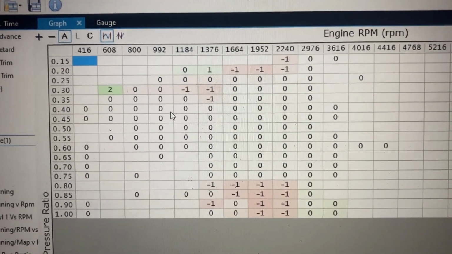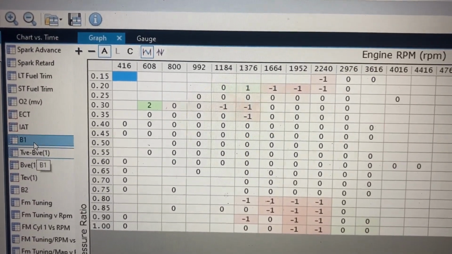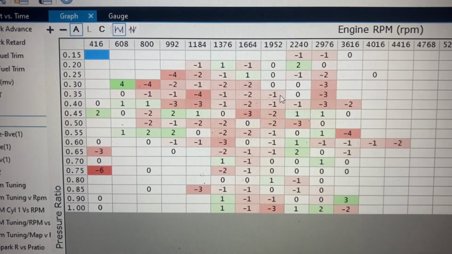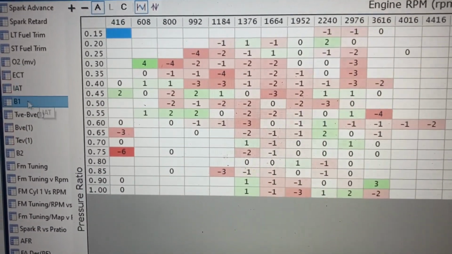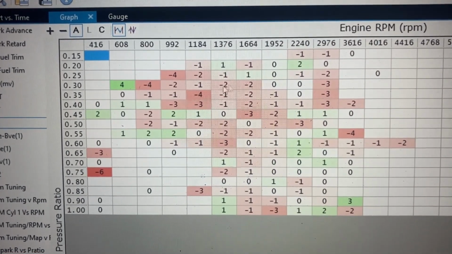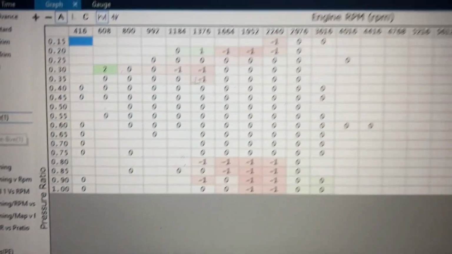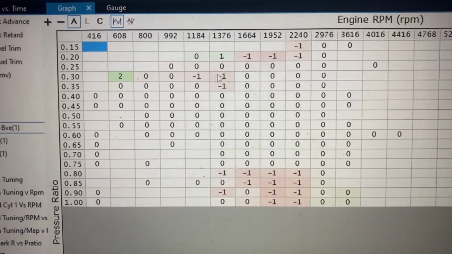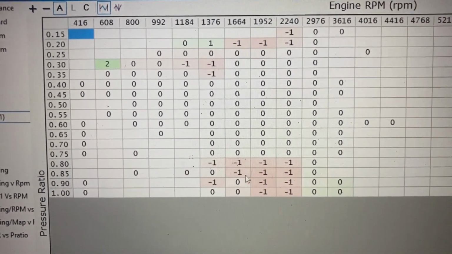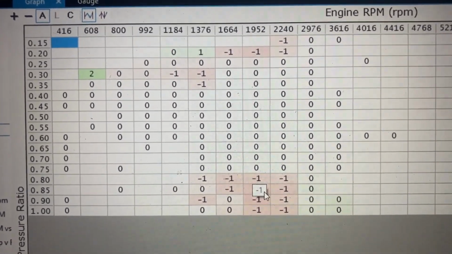And the reason I did that was because, like I said, even though the B1 or long-term, short-term trims, even though they still need work, all right? The reality is it only needs work in small areas up in here. I can live with that, all right? I mean, to me, that's fine.